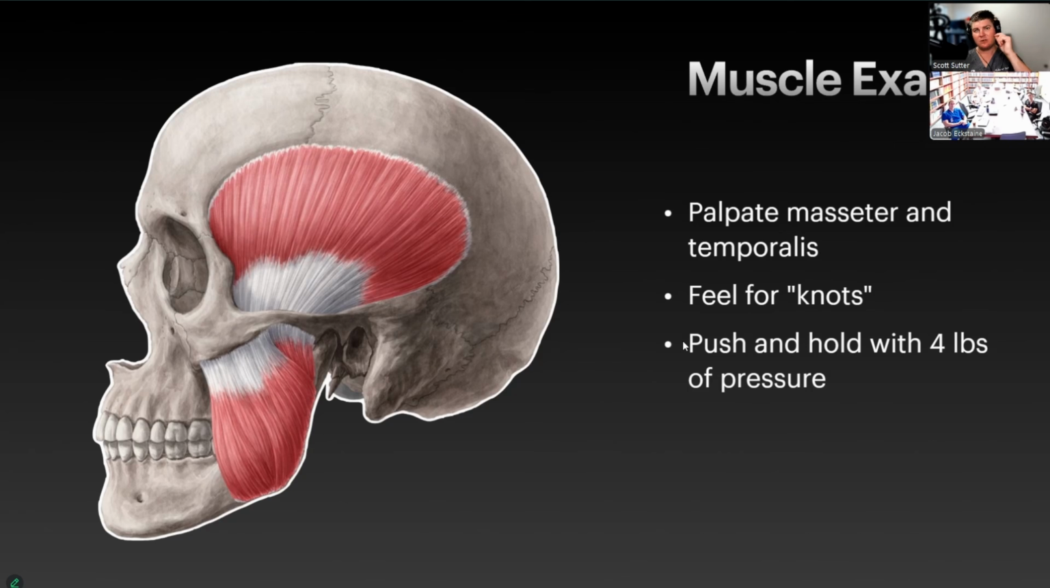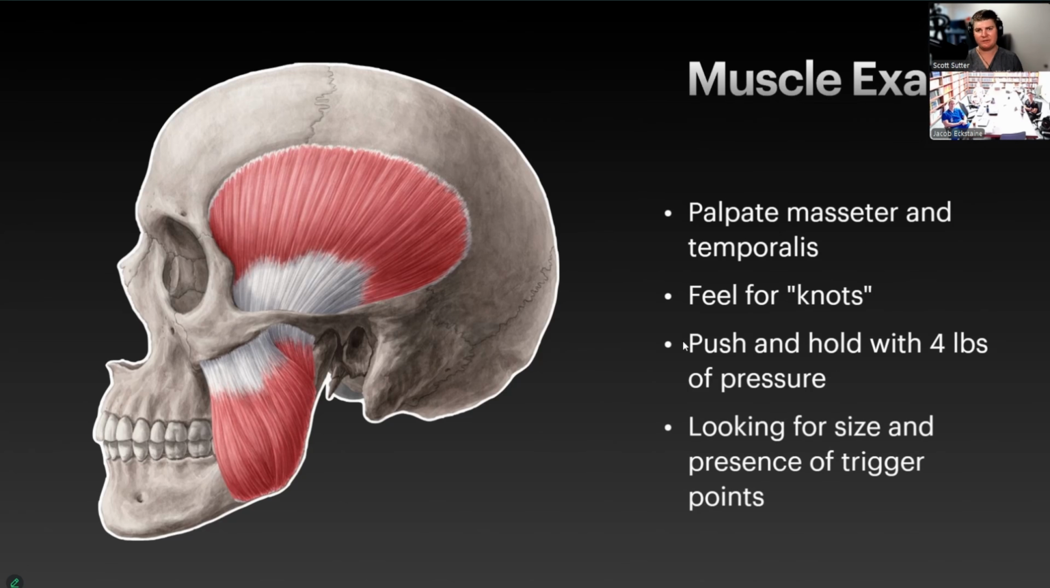And what you want to do is find those knots, push and hold. And what you'll often find is that all of a sudden the tooth hurts. And that's usually when they get the aha, I don't need a root canal. There's something else going on here. And what you want to see is how big they are and how many trigger points there are inside there. Once you start doing this, you'll be amazed by how many people are walking around just chronically clenching the crap out of their teeth.